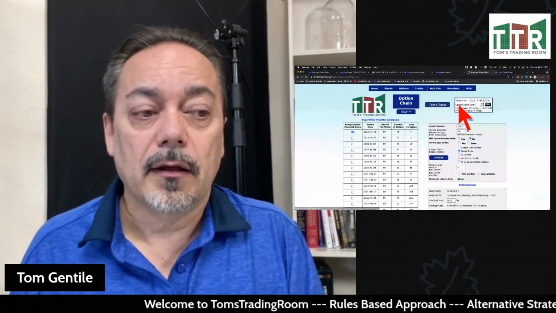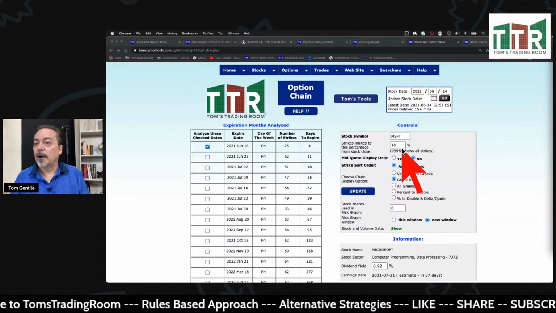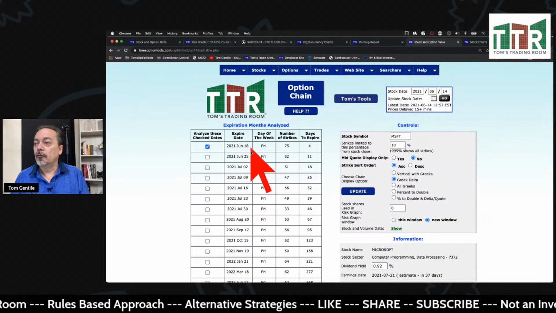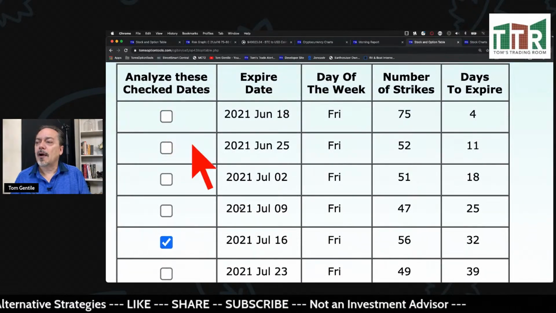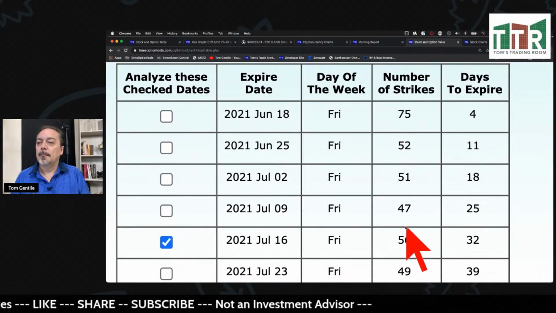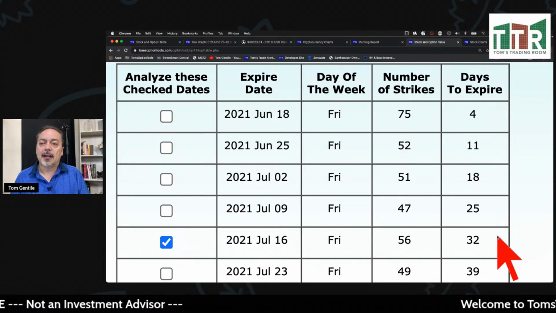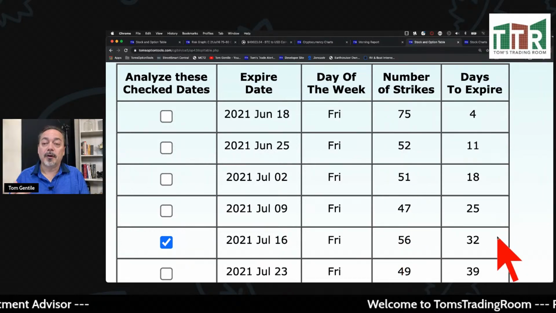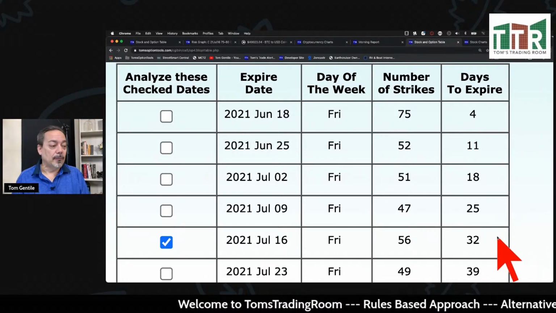I'm curious, with Microsoft, let's just take a look and see what those options look like for July. All right, small window. There we go. Let's get a little bigger. Here's Microsoft. And again, this is June 18th. I'm looking at July 16th. Why that third Friday? That has the most number of strikes in the series. It doesn't have the most number of expiration days because you can go farther out than this, but it typically has the best liquidity.